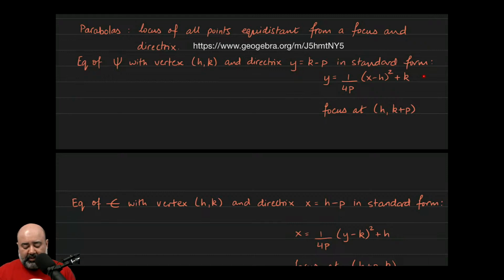Now, the equation of the parabola in standard form is y equals 1 over 4p times x minus h, which is the x coordinate of the vertex, the quantity squared, plus k. K is the y coordinate of the vertex. Now, whenever we have a parabola that opens up, the focus is always at h comma k plus p. So again, remember that the focus and the directrix are at equal distances from the vertex of the parabola. So in order to get to the directrix, we subtract p. In order to get to the focus point, we add p.